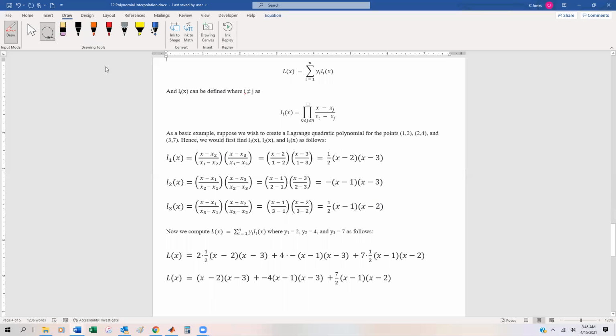I typed this out just to show you for a polynomial. Let's say we have 3 points: (1, 2), (2, 4), and (3, 7). First we're going to compute L1, L2, and L3. We're going to have a second degree polynomial, so we're going to have 3 of these L's. And I want you to notice the patterns of these.